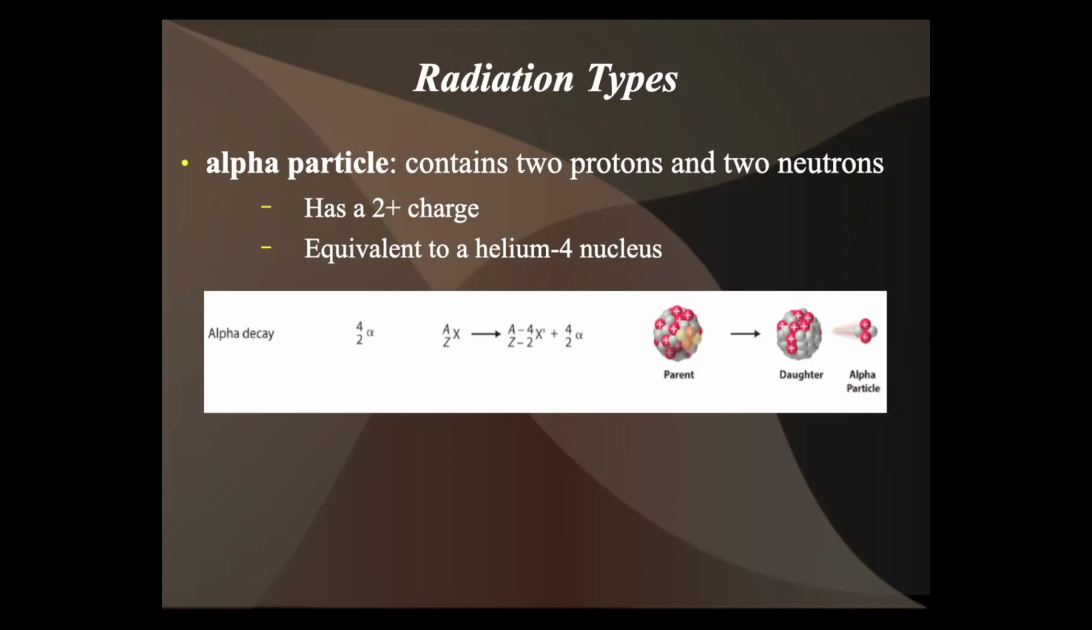Wait, I'm kind of confused. So 2 is the number of protons, you said, and 4, that's the mass number. That's how many protons and neutrons together that it has. Is that an alpha particle? Yes.